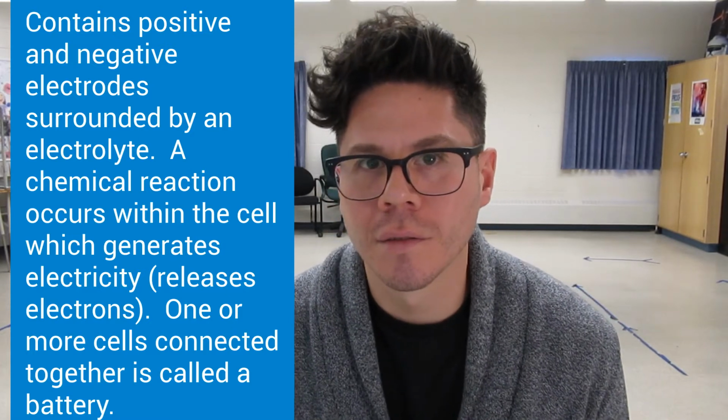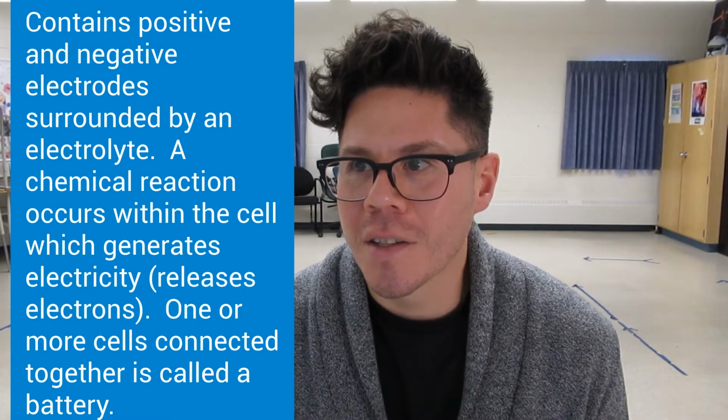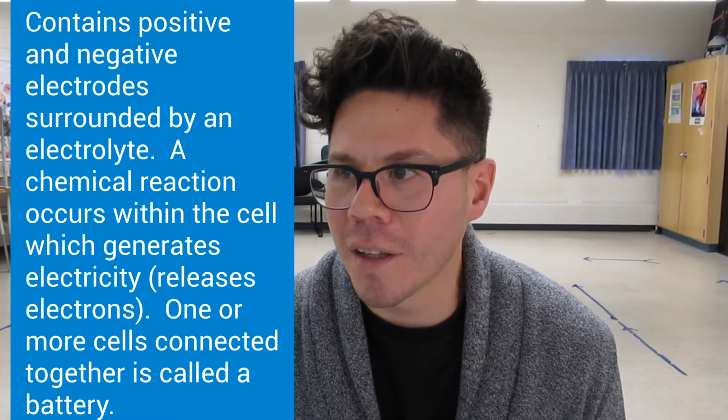Cell. A cell contains positive and negative electrodes surrounded by an electrolyte. A chemical reaction occurs within the cell which generates electricity, releasing electrons. One or more cells connected together is called a battery. Cell. That's a cell.